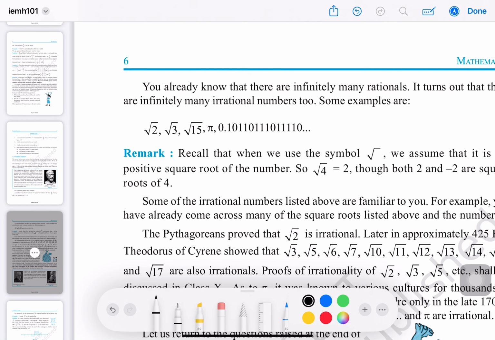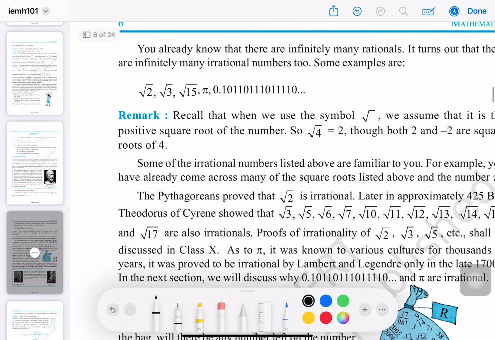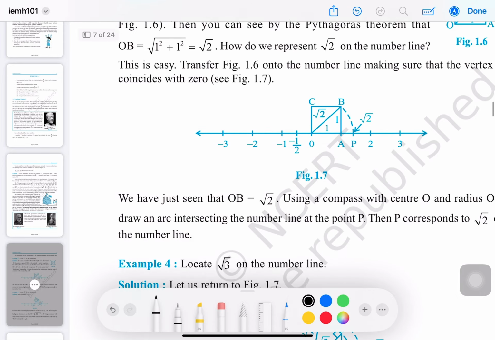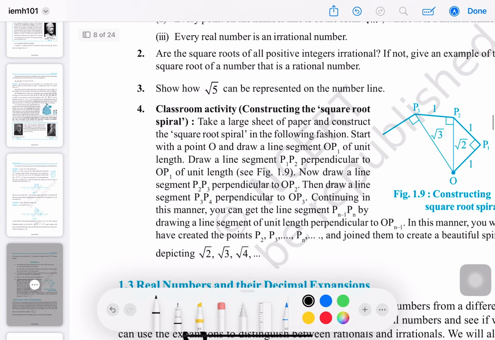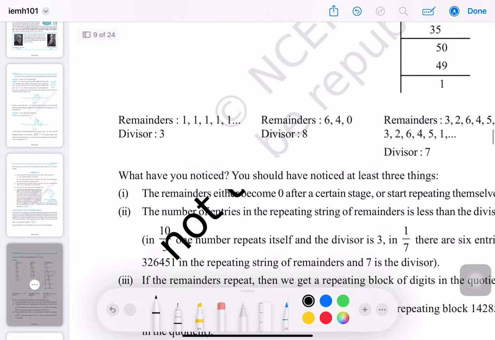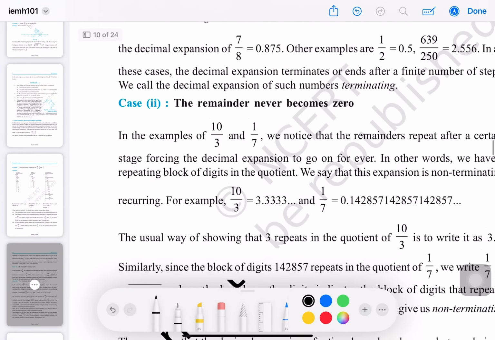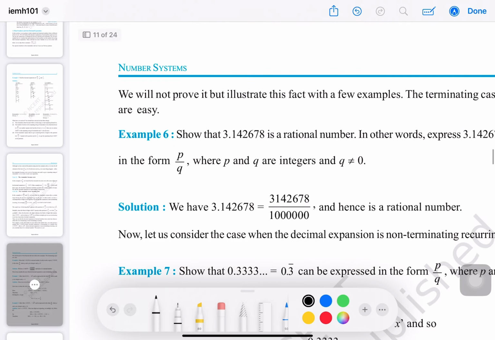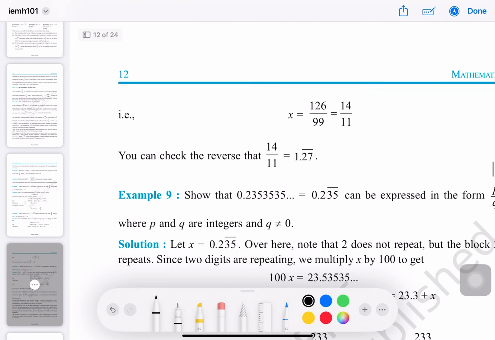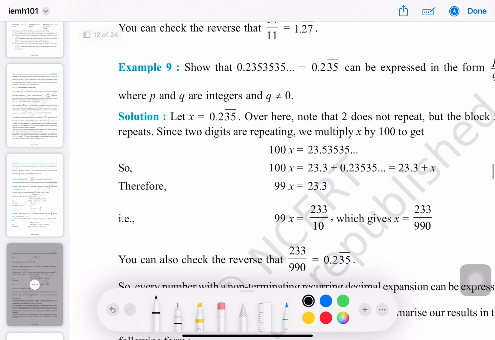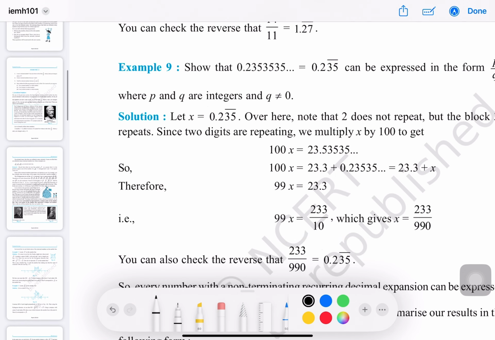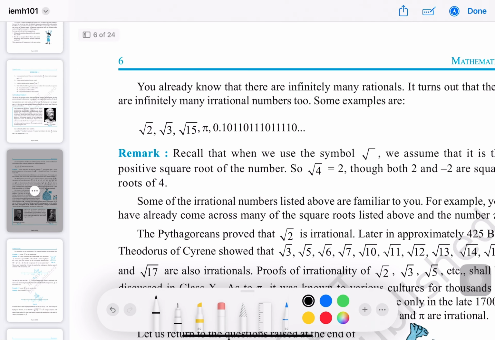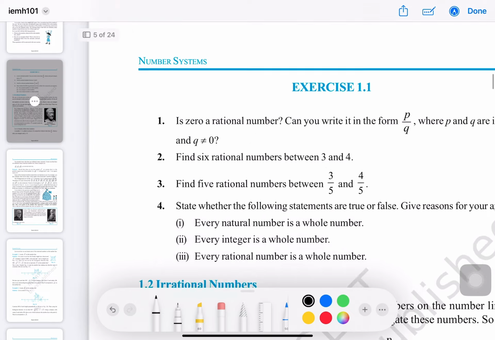So value of pi, where is it? That's root, and yeah, where did it go? Not this. This is exercise 1.1. This might be here or here.